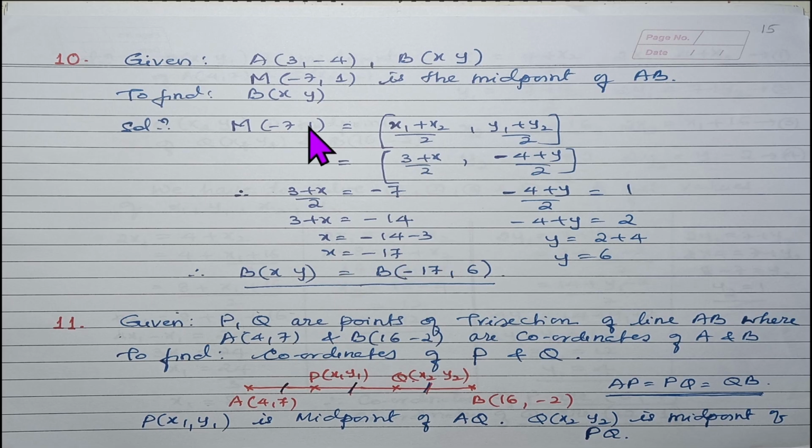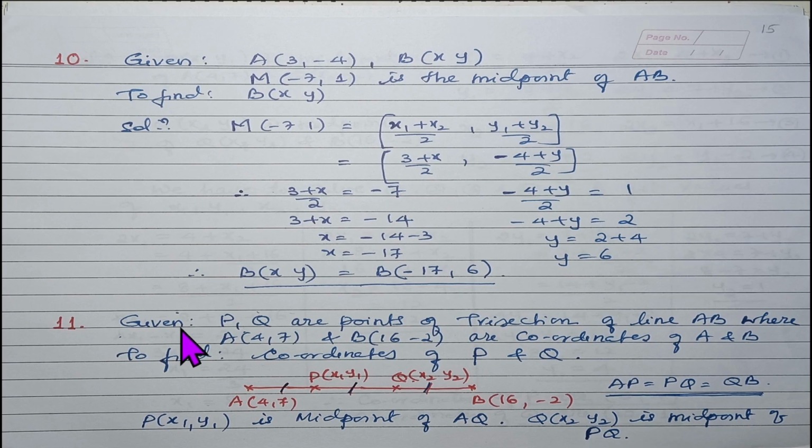Same way, 1, that is the y value of the midpoint, is equal to the average of the y values of A and B. Therefore (-4 + y)/2 = 1, and simplifying that we get y = 6, and therefore the coordinates of B(x, y) are (-17, 6). A very simple example, but it's a good example to solve and to be asked in any examination.